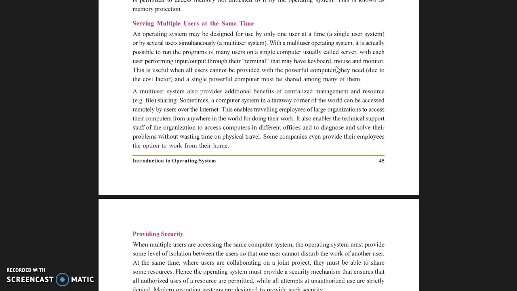In the same way, in a big organization, when employees are traveling from one place to another and have official work, at that time they work with their system or their server through a remote connection. That is called remote desktop or remote connection. It also enables the technical support staff of the organization to access computers in different offices to diagnose and solve their problems without wasting time or physical travel.